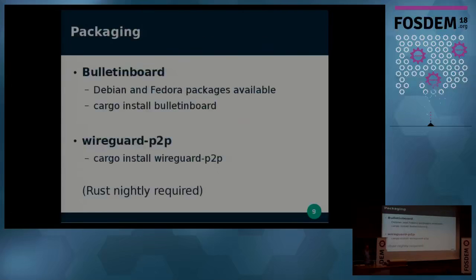The bulletin board is already ready. The packages are already ready. It's for Debian and Fedora. You can download them, or if you want to build it yourself, you can use Cargo. So it's also implemented in Rust, so you would need Cargo.